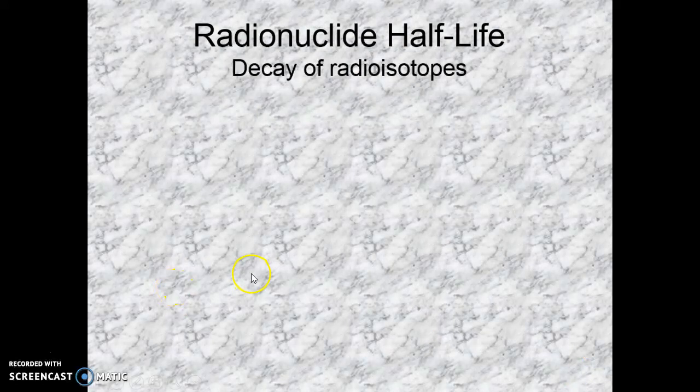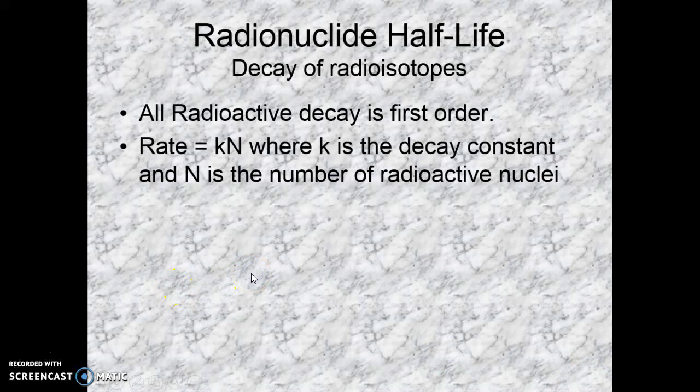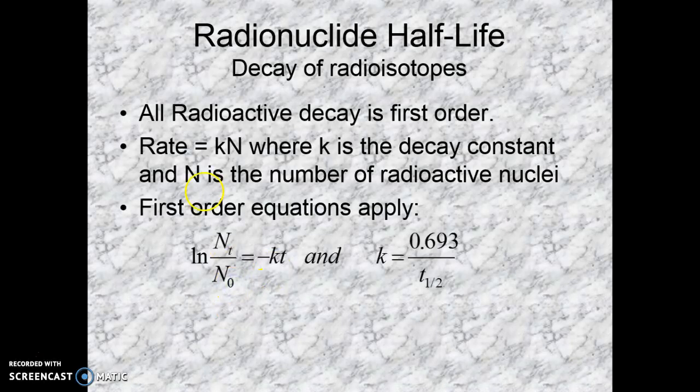For radioactive decay, again, it's a 1st order example, so the rate is always equal to the constant times the number of radioactive particles. So for the 1st order equation, you can express it like this: the natural log of the stuff I have at time t over the stuff I started with is equal to negative kt, where k is equal to 0.693 divided by the half-life. So I've given you a couple of different equations for half-life. These two are one way of expressing it, but I gave you something else earlier in the year, so we can look at that as well.